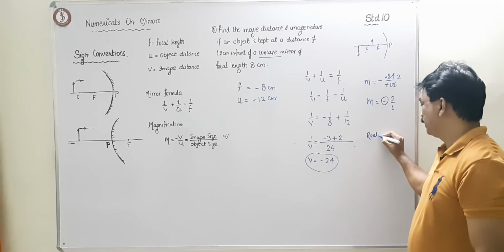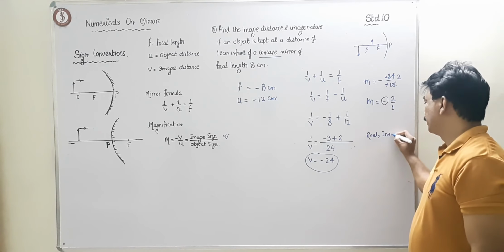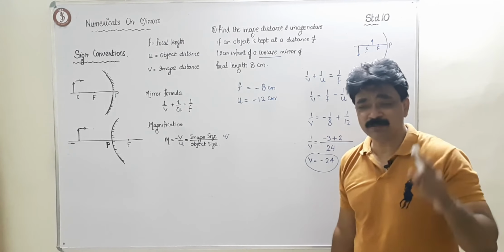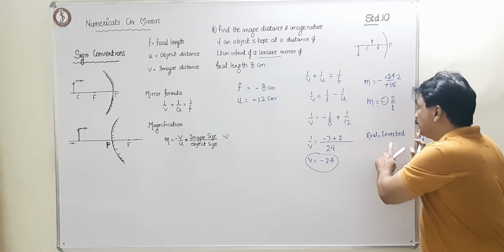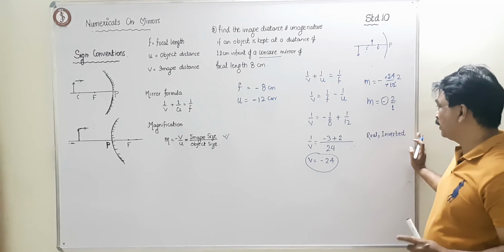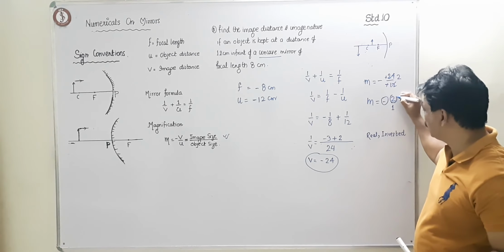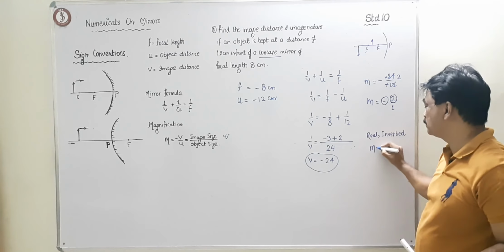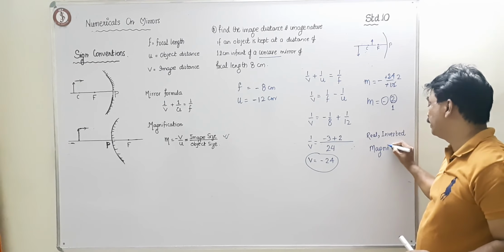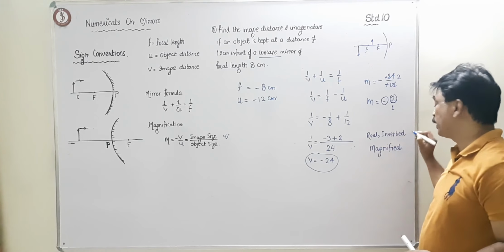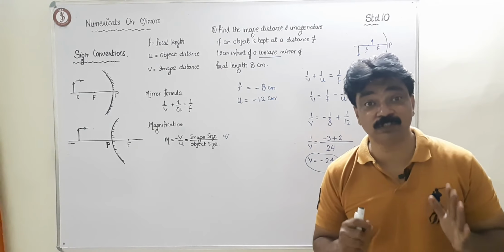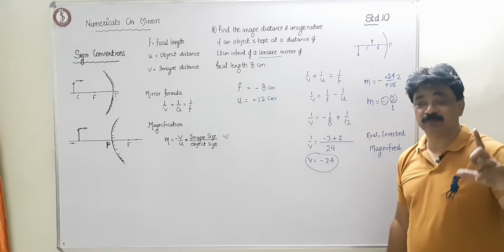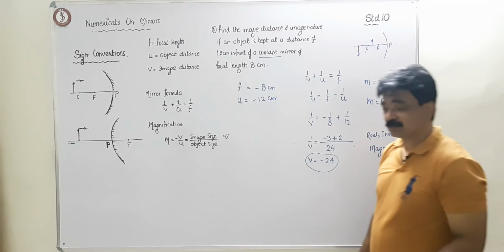Real, inverted. First thing, the sign tells you: negative sign means the image is real and inverted, and positive sign means the image will be virtual and erect. Second, if the numerator is larger than the denominator, then the image is enlarged or magnified. How many times? 2 times. If the object size was 6 feet, what was the image size? 12 feet. Very good. So that is the first case.